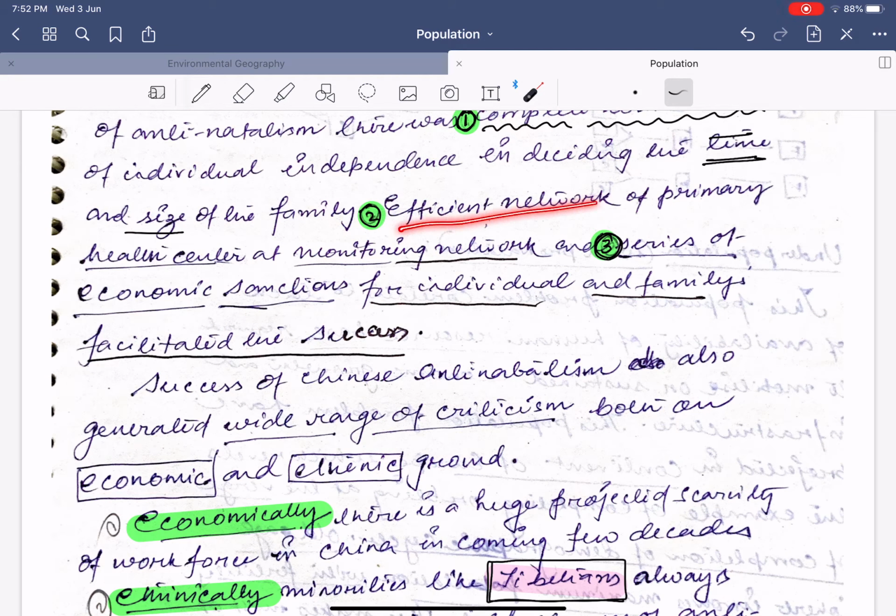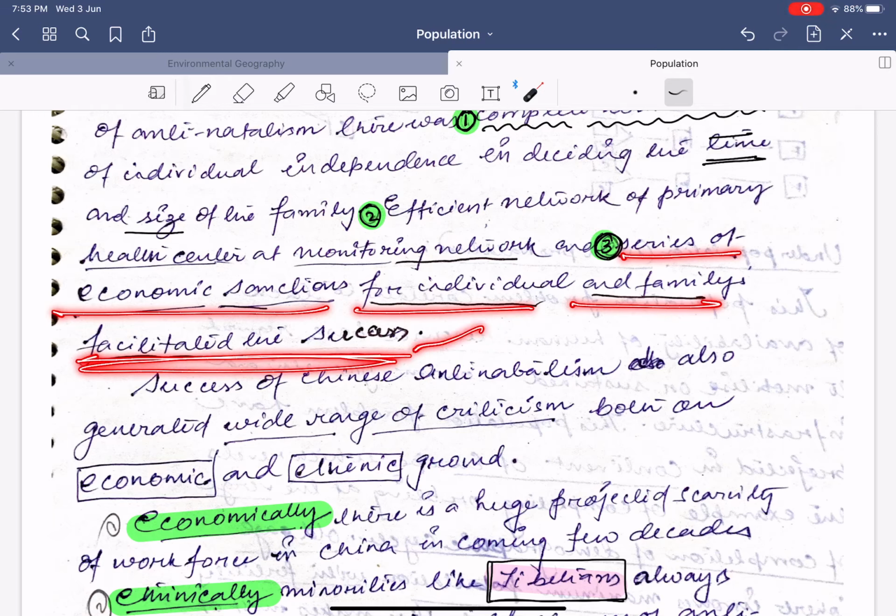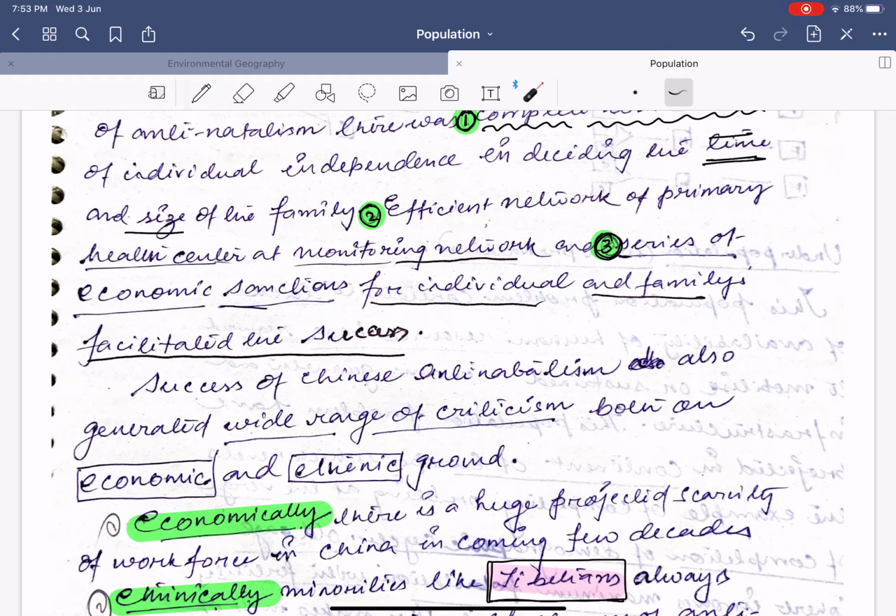Second, an efficient network of primary healthcare centers and a healthcare monitoring network. This monitoring network was basically developed to see whether people are actually following or violating. In case people were violating, a series of economic sanctions were imposed on the individual and the family to facilitate the success. What were these economic sanctions? For example, pension was denied. For example, health welfare activities that other people were part of were completely denied to the people who had more than one child.